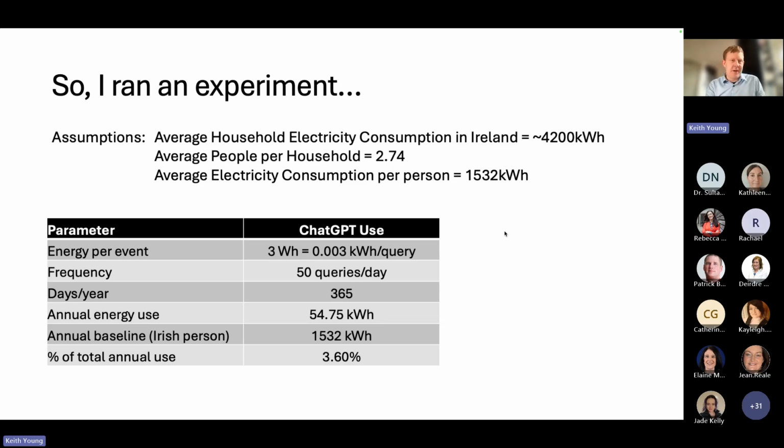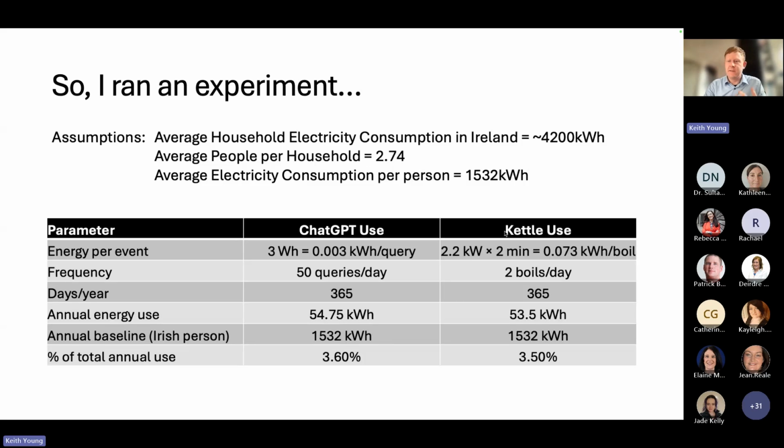I wanted to put this into context, and I thought I would do it in terms that Irish people would hopefully enjoy, and that would be in the context of a cup of tea. So I went and boiled my kettle, and I set a timer for how long the kettle would boil. I took the energy rating of the kettle, and I did all the math again as well. I tend to have at least 2 cups of tea a day, one in the morning, one in the evening. And so using ChatGPT excessively with 50 queries a day would probably be the equivalent of me boiling the kettle twice a day to have a cup of tea.